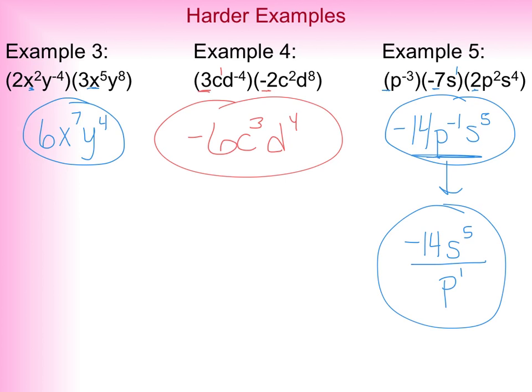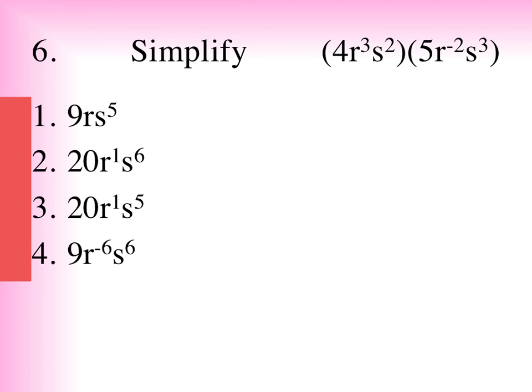Okay, this is on your notes, and I actually gave you multiple choice here, so you can try this one and then pick an answer out of these 4 and see what you get, and then press play when you're ready to check. And final answer for this one should have been option 3, 20 r to the first, s to the 5th. And again, you're just multiplying and then adding your exponents for your like bases.